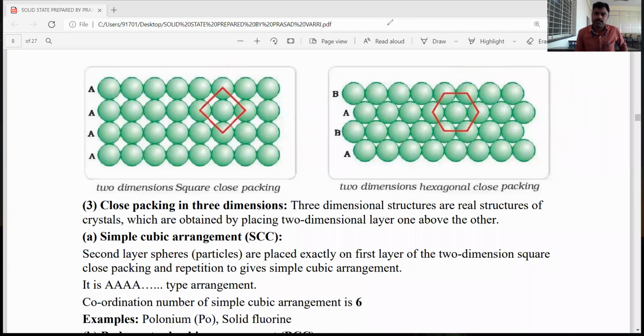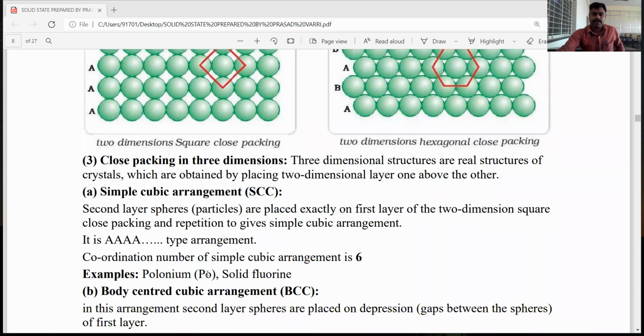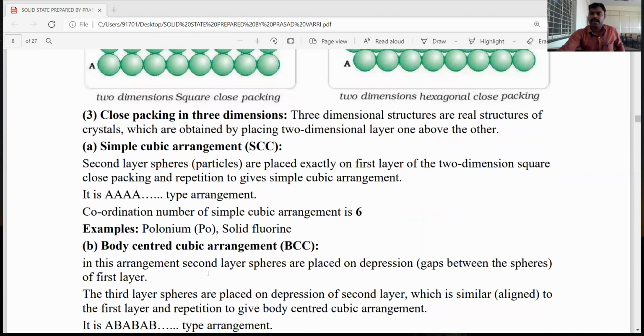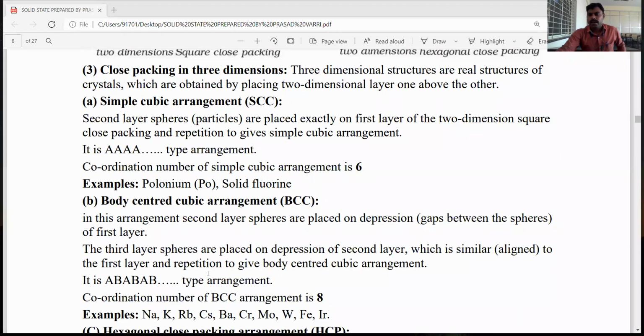Let's see, dear students. The next one is the 3-dimensional arrangement. The 3-dimensional arrangement is different for simple cubic, as well as for body-centered, face-centered, and hexagonal close packing, HCP. I think we'll discuss that concept in the next class.